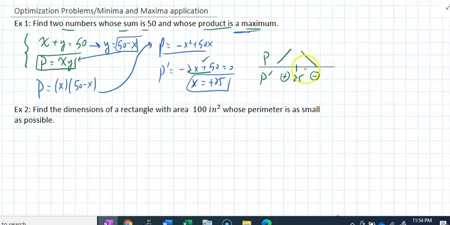So we have a maximum product when x equals 25 and y would be 25. And there it is.